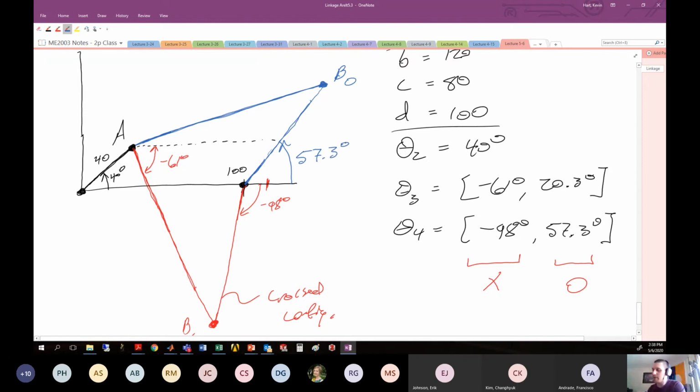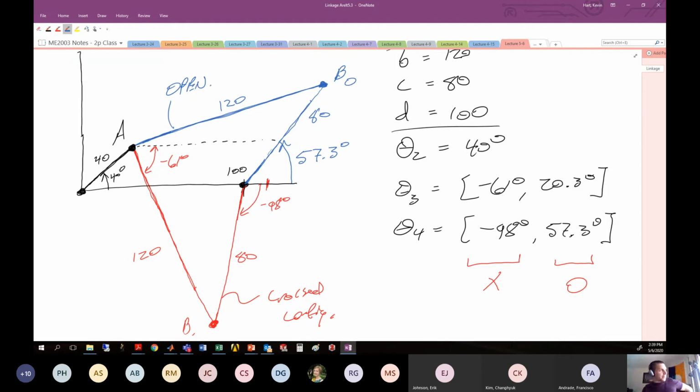All right, so there we go. This guy is 120, this guy is 80, this guy is 120, and this guy is 80. So there you go. Crossed and open configurations, sketched from the general position analysis.